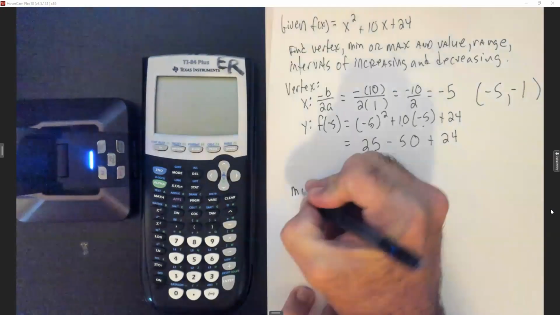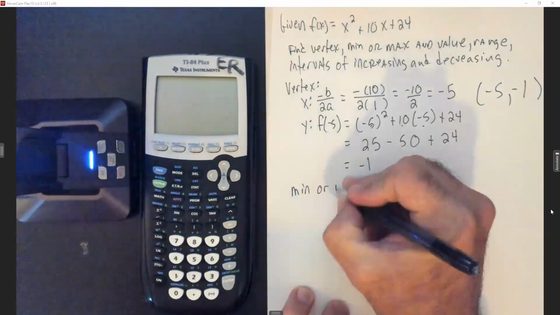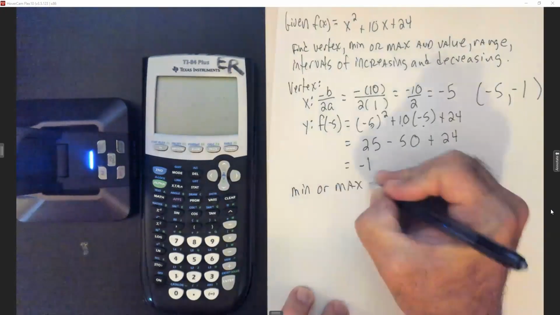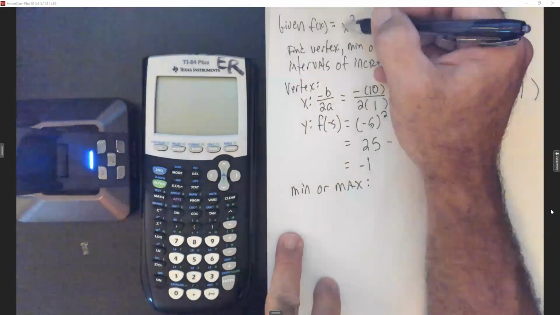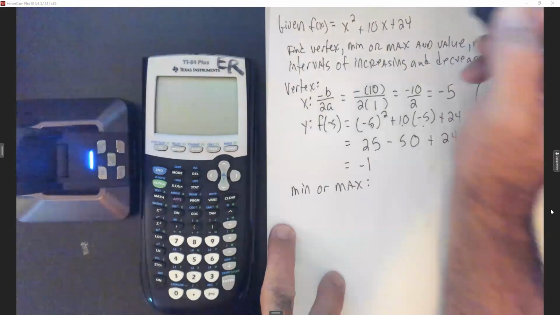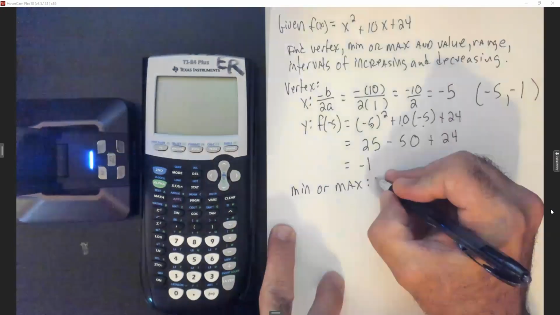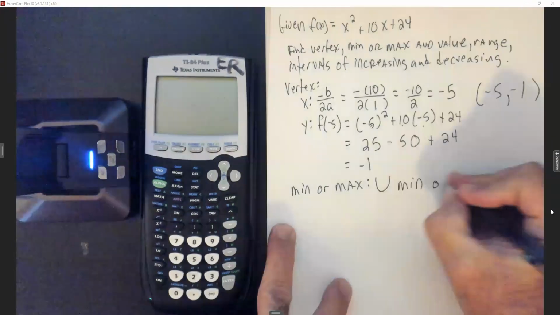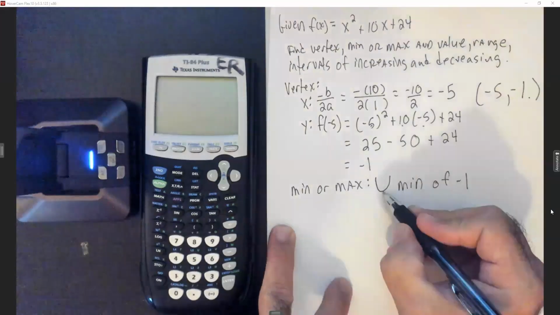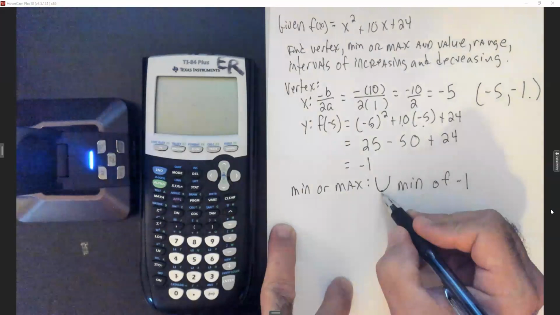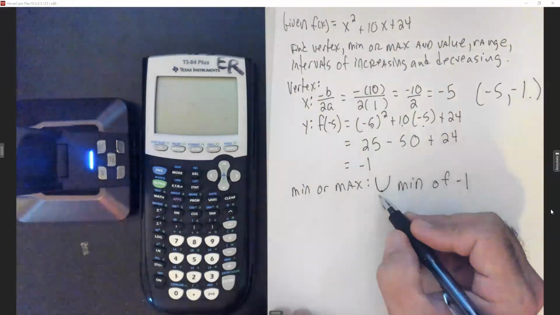Now we got to figure out min or max. Since that's a positive 1 in front of that x squared, that's positive, which means my graph is going to be upward, which means I got a minimum of negative 1. That means negative 1 is the smallest y value you'll find on that parabola, okay?